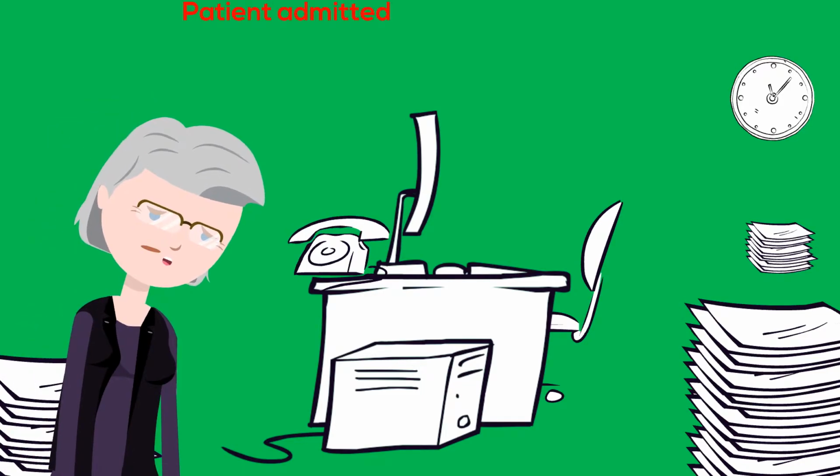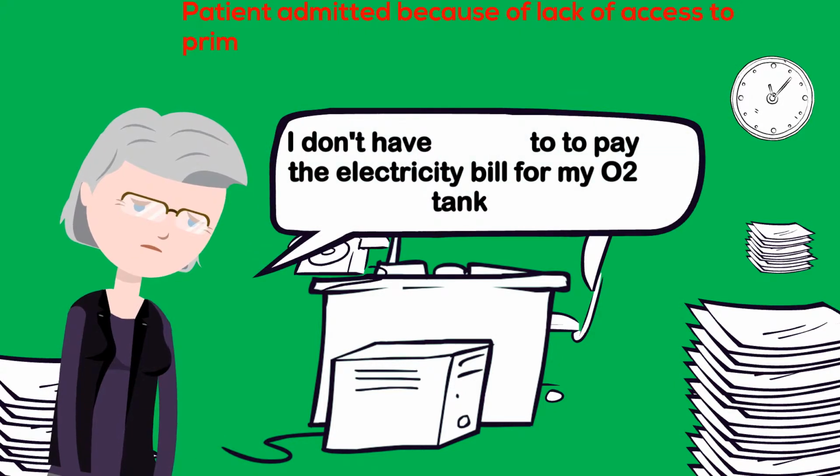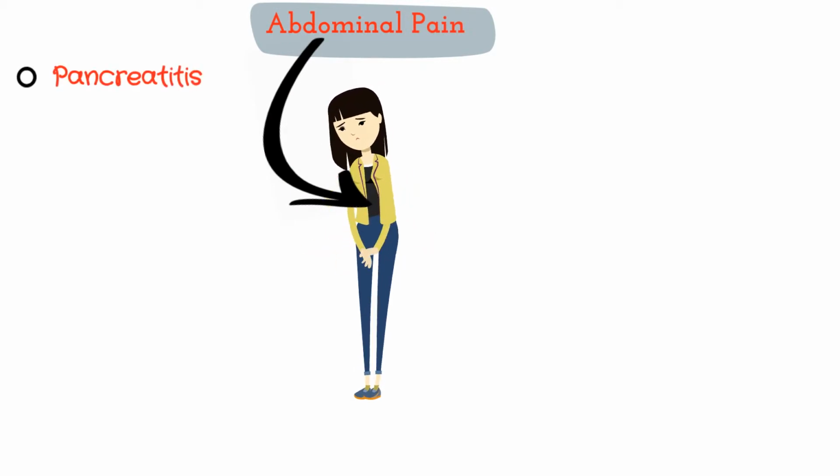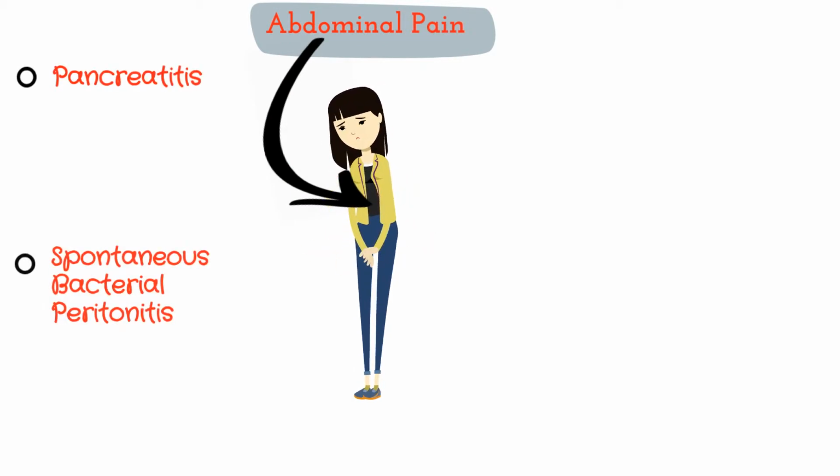Patient admitted because of lack of access to primary care, social issue. For example, frequent COPD exacerbation patient doesn't have electricity to run O2 tank or nebulizer. Abdominal pain, example, pancreatitis and spontaneous bacterial peritonitis.